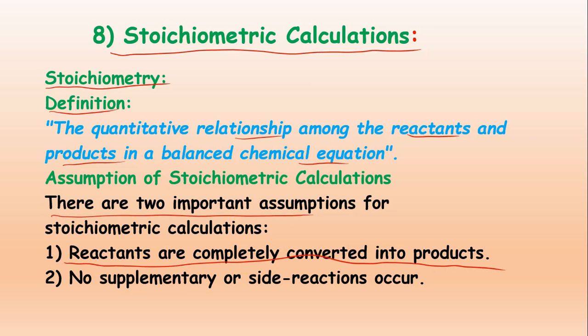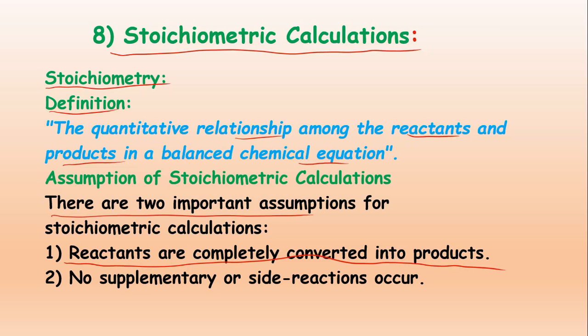That is the reason that initially, in the definition, we discussed that there must be a balanced chemical equation. A balanced chemical equation is considered when reactants are completely converted into products, meaning the amount or number of moles will remain the same. In this way we can say it is a balanced chemical equation. All the reactants must be completely converted into products. So this is the first very important assumption of stoichiometry.